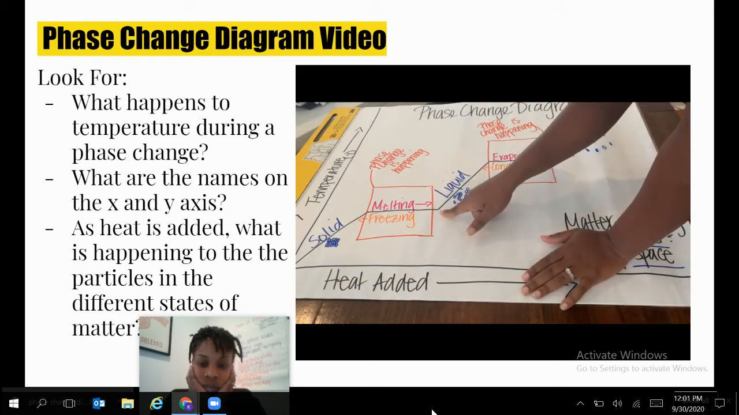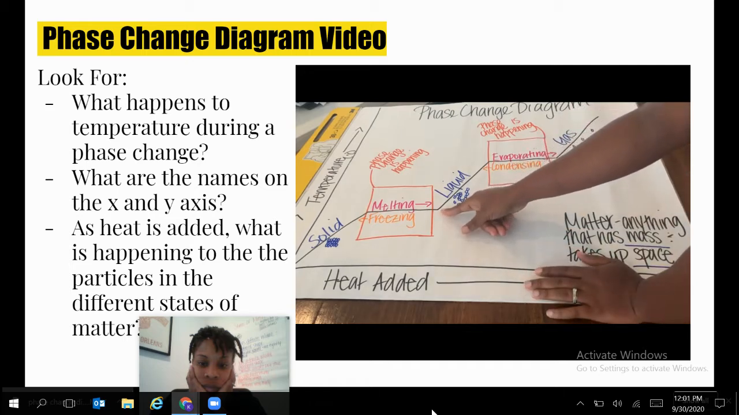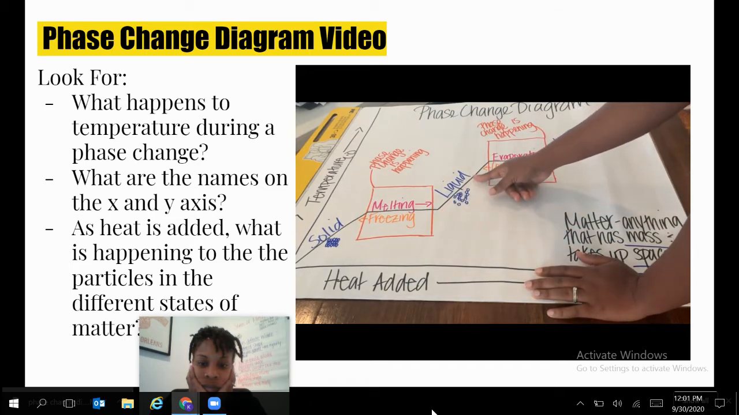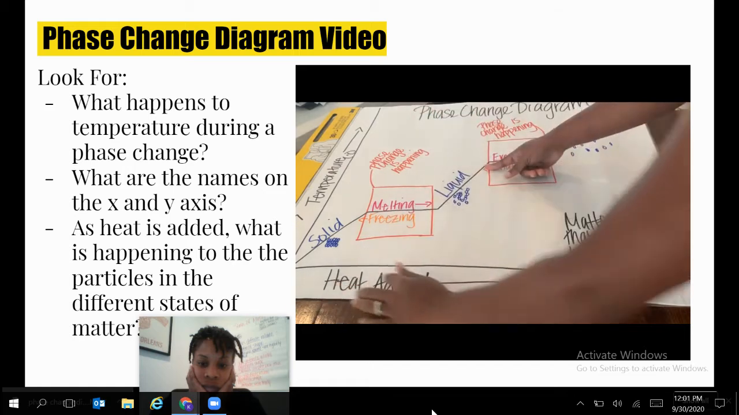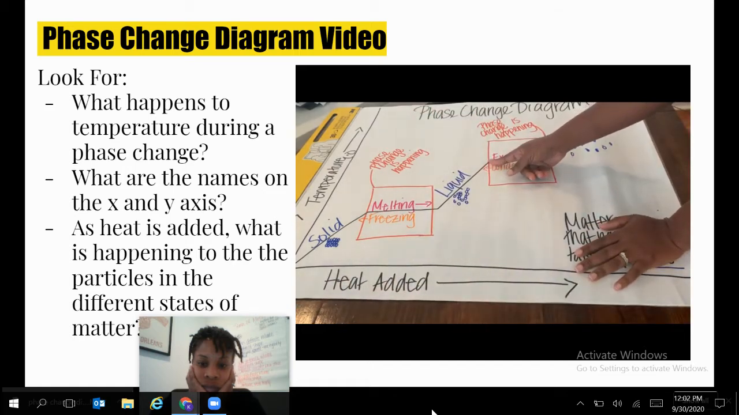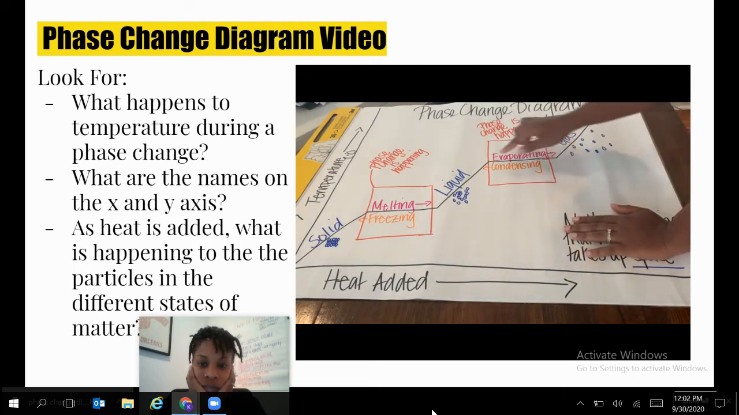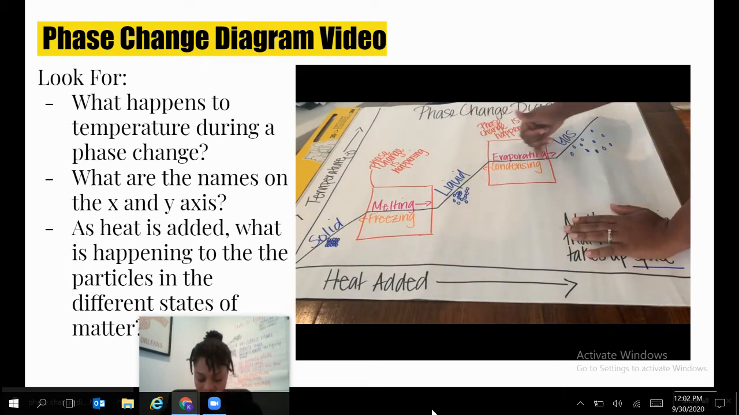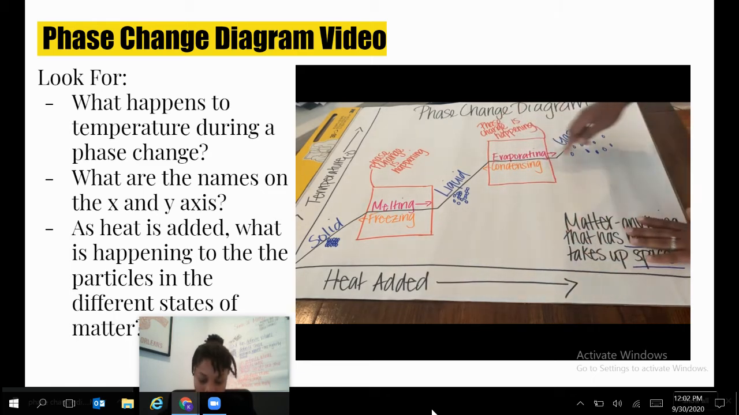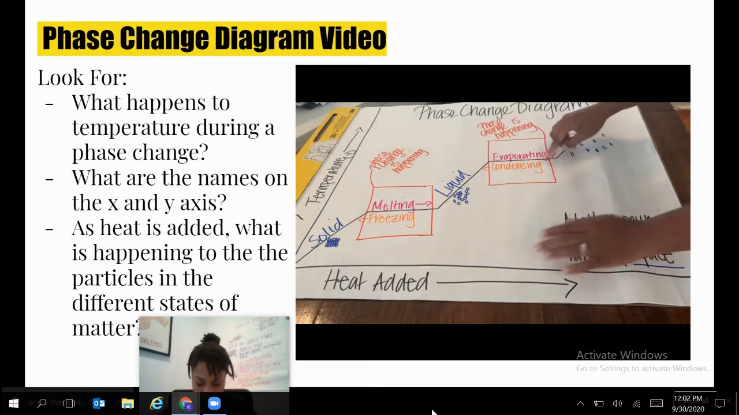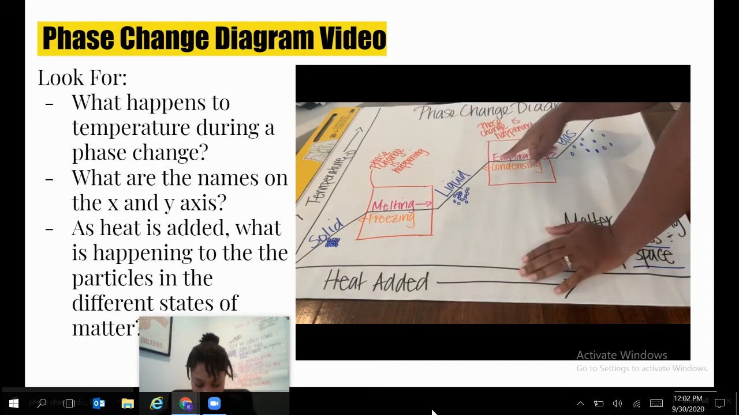So we're here at a liquid. As you can tell, the line is moving up again, so temperature is increasing and heat is also being added. And then we get to another plateau. At this plateau, I'm still moving on the x-axis, but I'm no longer going up on the y. So what that tells me is that heat is being added, but the temperature is staying the same.